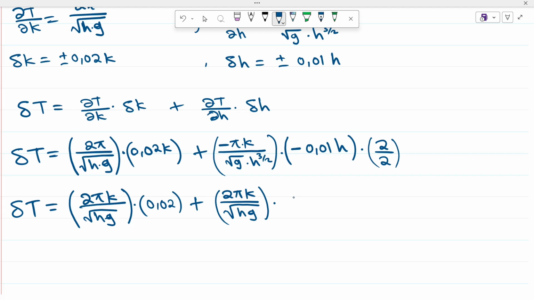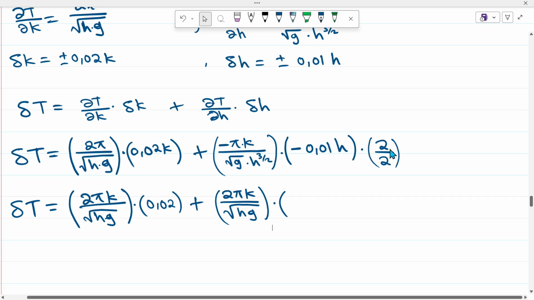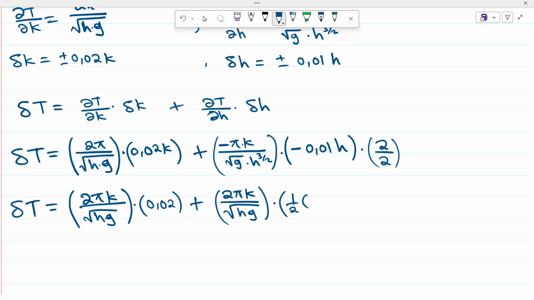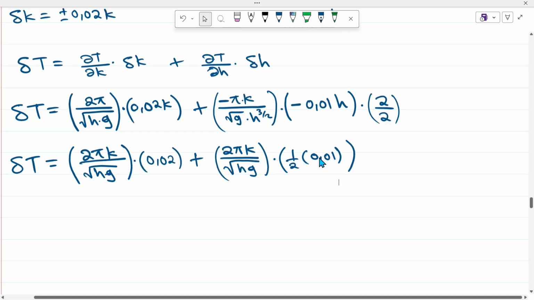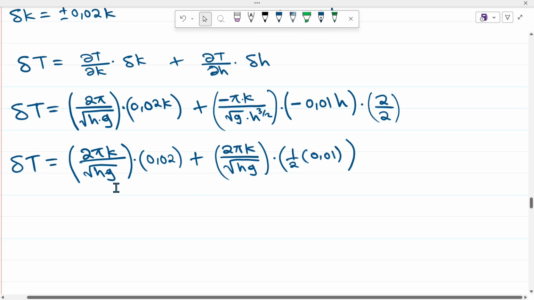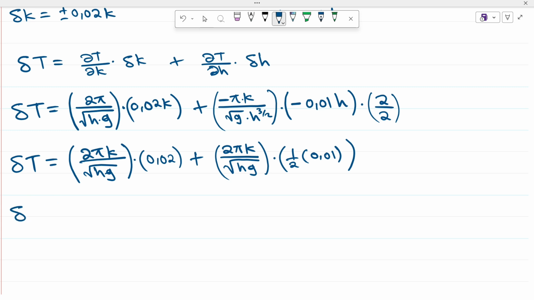Now we are left with what? With this. So remember, we took 1, 2 here, which is this. So we're left with the 2, which was the denominator. So we are left with 1 over 2 multiplied by this 0.01. And then, just like that, now we can answer our question. So we're going to take 2 pi k as our common factor here. So maximum percentage change in t, it's 2 pi k divided by root of hg.